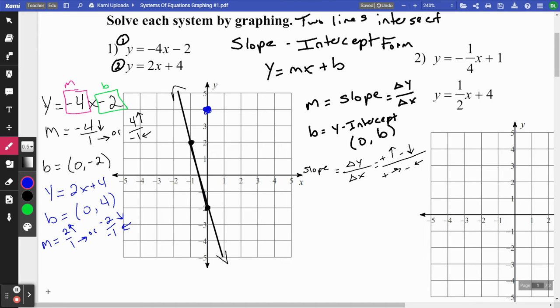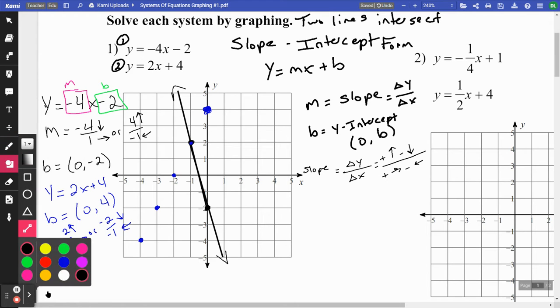So I go down 2 to the left 1, that puts it right here. Down 2 to the left 1, that puts it right there. Down 2 to the left 1, it puts it right there. Down 2 to the left 1, and it puts it right there. That gives me my final.